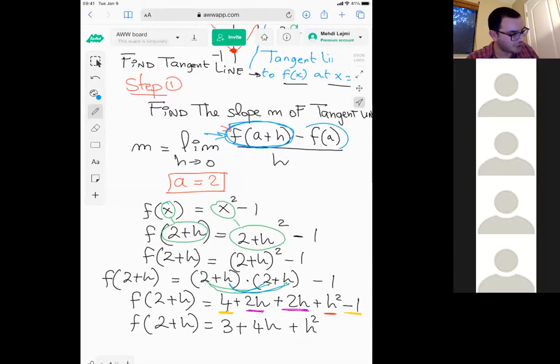Next, in the definition, I need f of a, right? So I need my f of a. a is 2, so I need to compute f of 2. Again, this is f of a.